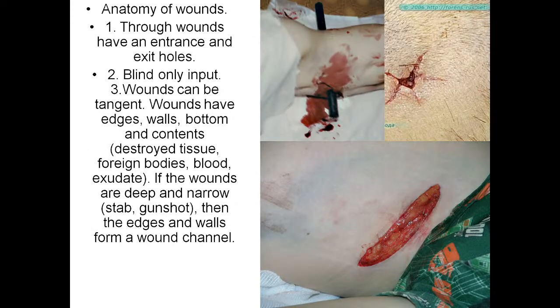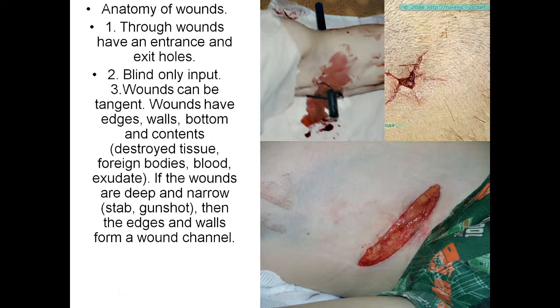Students, at first, I tell you about the anatomic classification of the wounds and the anatomic structure of the wounds. The wounds are divided into three groups. Through wounds, for example, the first picture. Through wounds are when the traumatic agent has an entrance hole and an exit hole, entrance hole here, exit hole here. It's a through wound.